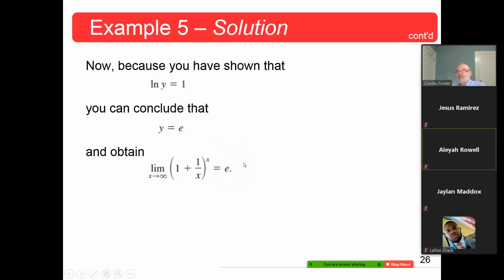That irrational number 2.71 and so on. It goes on and on and on. Just like pi is an irrational number, e is an irrational number. It's just different from pi. It's 2.7 something rather than 3.1415 and so on. So that's your number e. And that was your example 5.